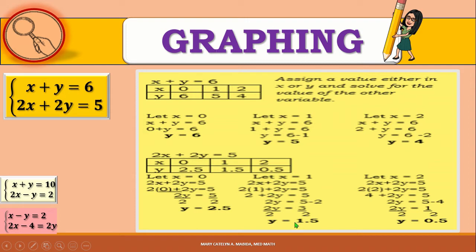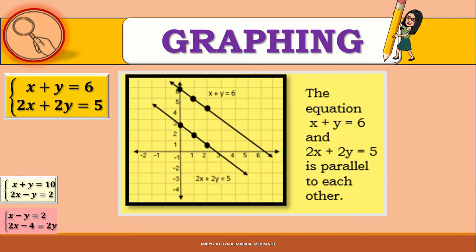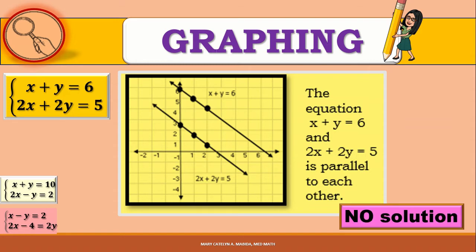For x is 1, y is equal to 1.5. And if x is 2, y is equal to 0.5. Plotting these lines, (0, 6), (1, 5), and (2, 4) for the line x plus y is equal to 6, and (0, 2.5), (1, 1.5), (2, 0.5) for the line 2x plus 2y is equal to 5, we get a graph with parallel lines. The two lines are parallel to each other, and therefore, they don't have a solution.